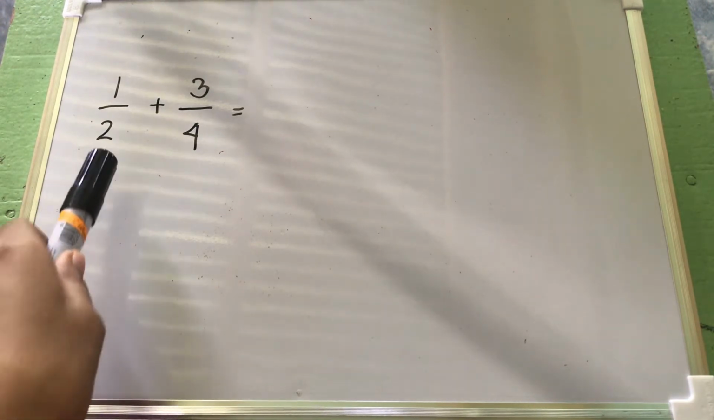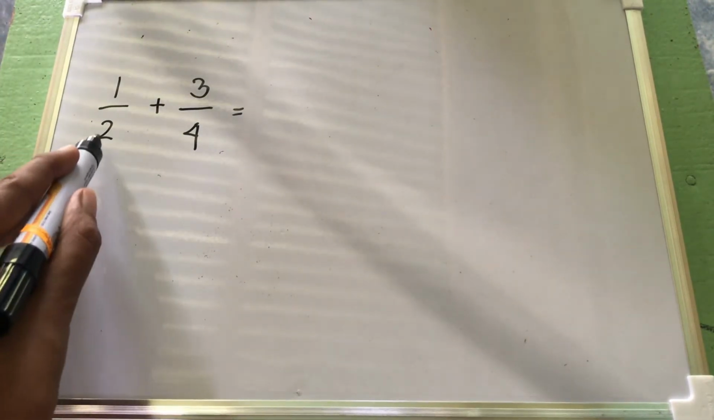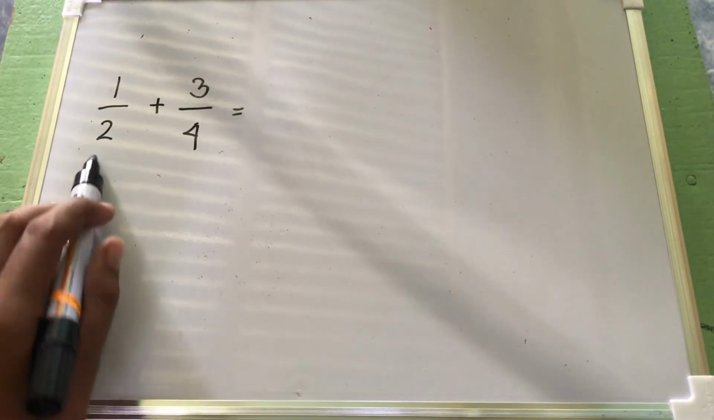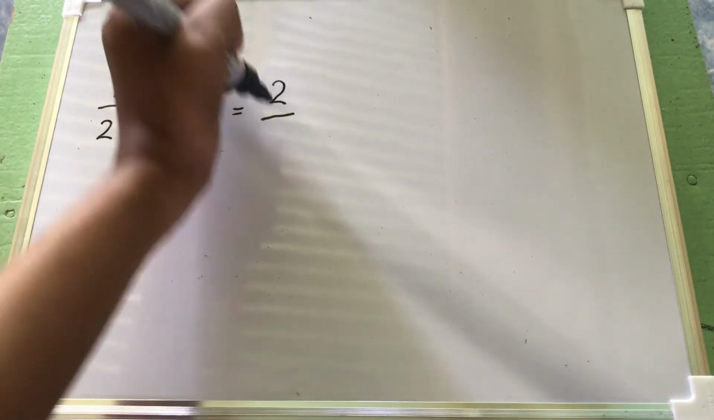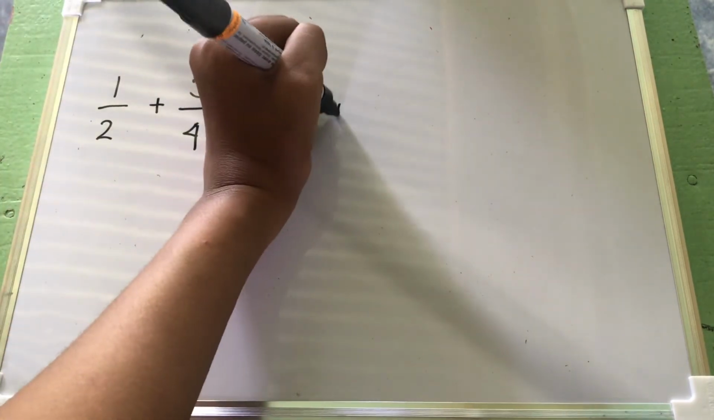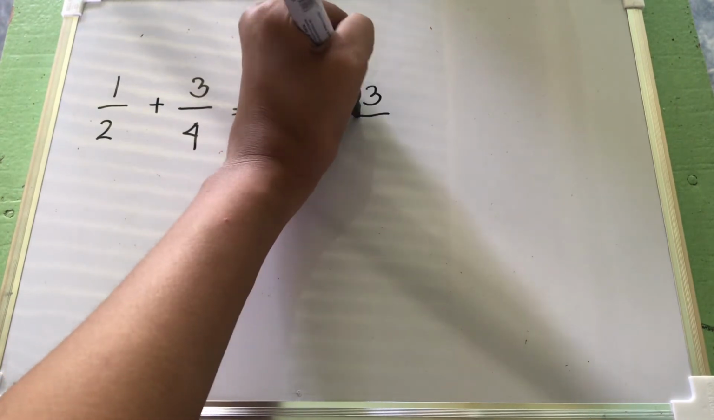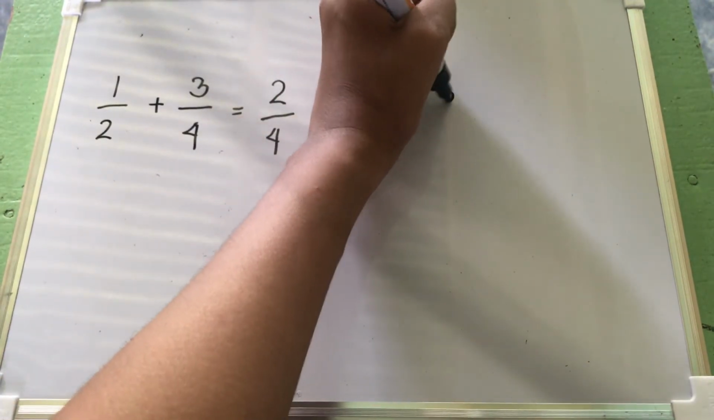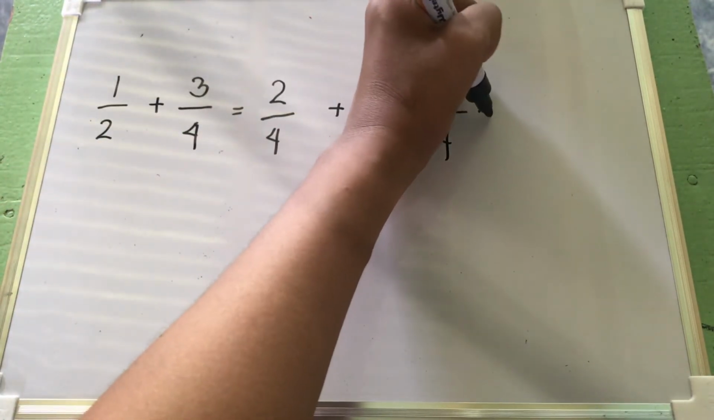Now, the LCD of the denominators 2 and 4 is 4. Since this one is not yet 4, we will change this. So, 4 divided by 2 equals 2, times 1 equals 2. So, 2 and then the LCD 4. And then add. Since this one is already 4, we will just copy this one: 3/4. We will add this. So 2 plus 3 equals 5 over 4. And once again, it is an improper fraction. So we will reduce it to lowest term.